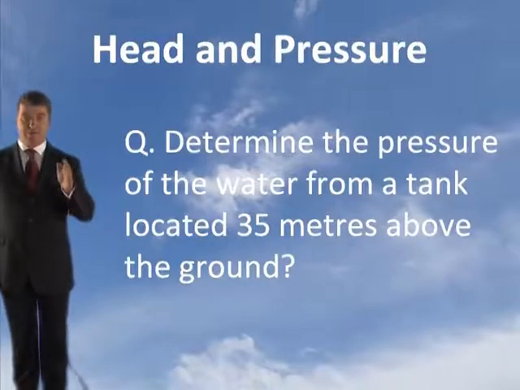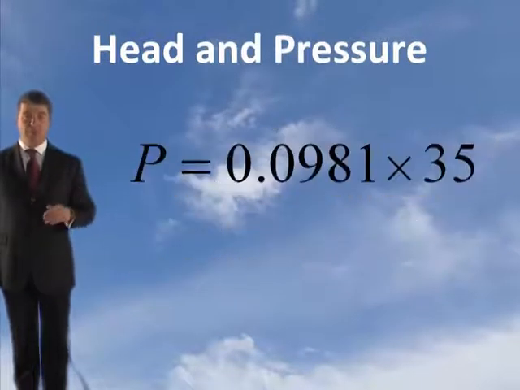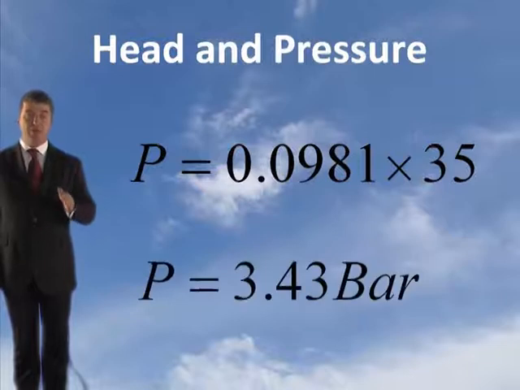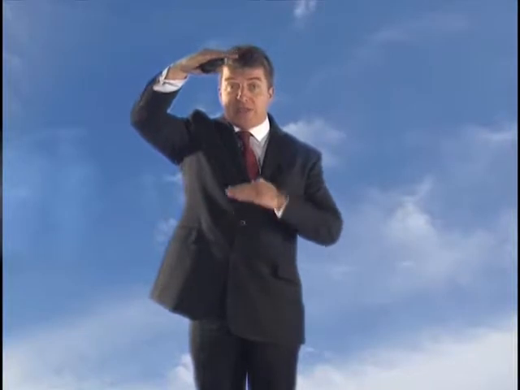Let's do another example. Determine the pressure of the water from a tank located 35 metres above the ground. You put them in this formula here, you get 3.43 bar. So if the top of the water is 35 metres above the ground, so the height from the top to where the tap is 35 metres, it would register 3.43 bars on the pressure gauge.